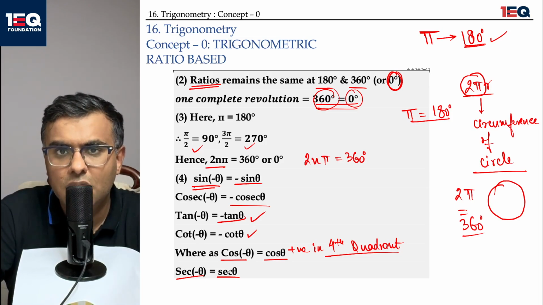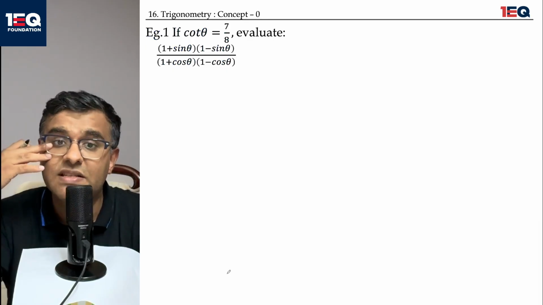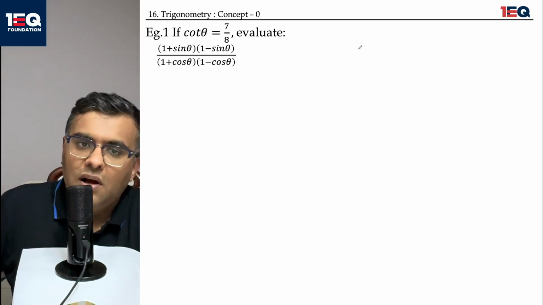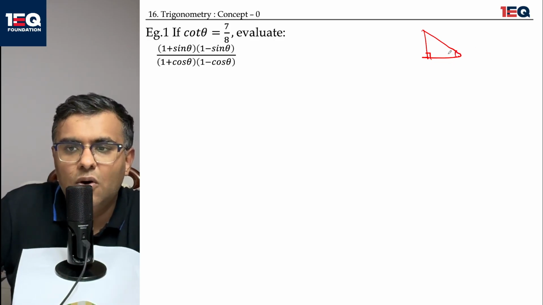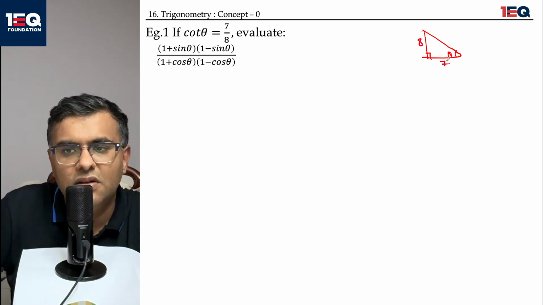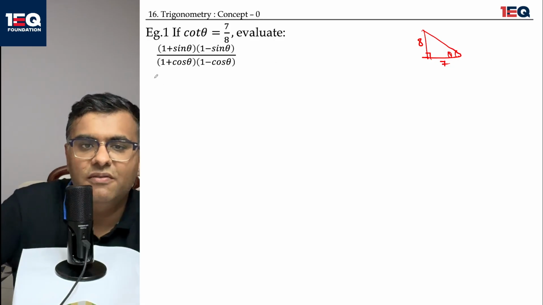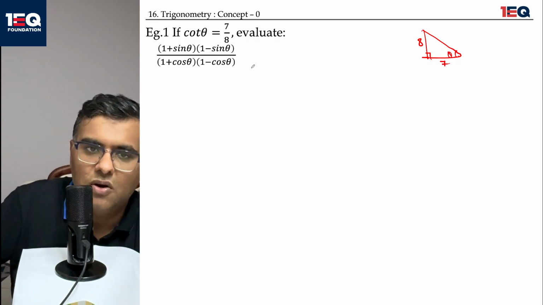Right? Let's move forward. Now we are quickly coming down to the questions, and I would expect you to solve them as easily and as quickly as possible. I've been given the value of cot theta as 7 upon 8. I'm quickly assuming a triangle and calling the angle theta here. Cot theta is 7 upon 8, because tan theta is opposite upon adjacent, so cot theta would be adjacent upon opposite. This becomes 7 by 8. Now it is asking me the value of 1 plus sine theta multiplied by 1 minus sine theta, whole divided by 1 plus cos theta into 1 minus cos theta.